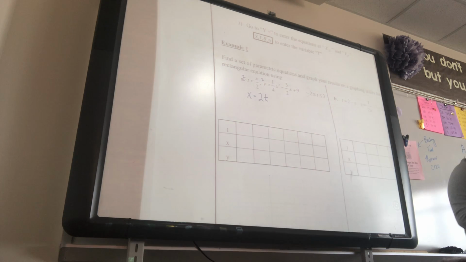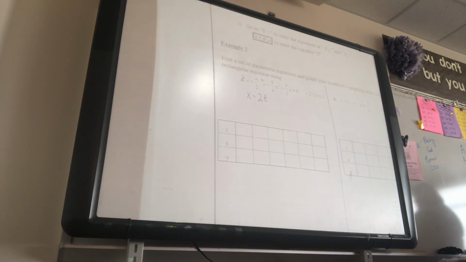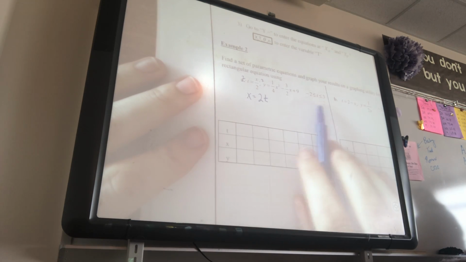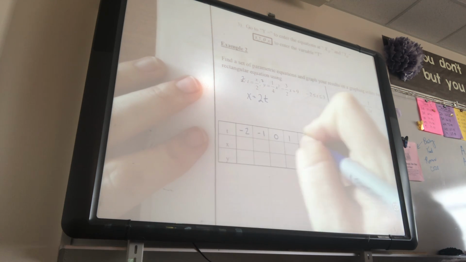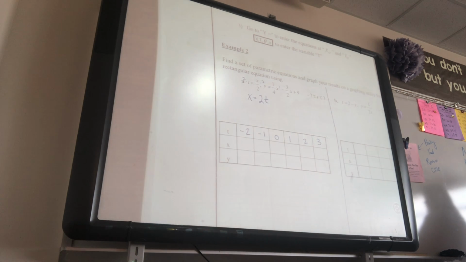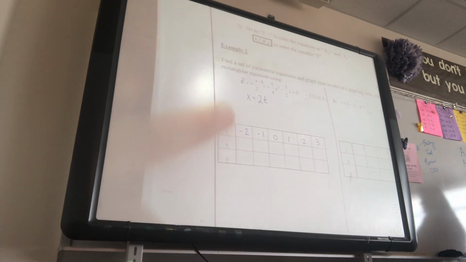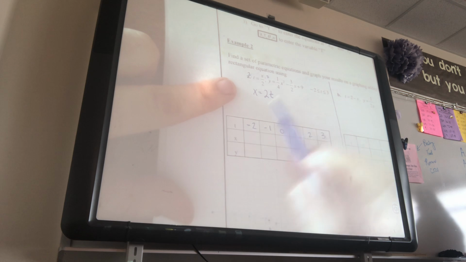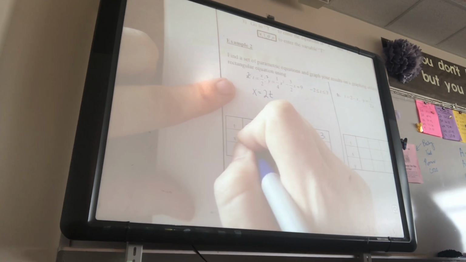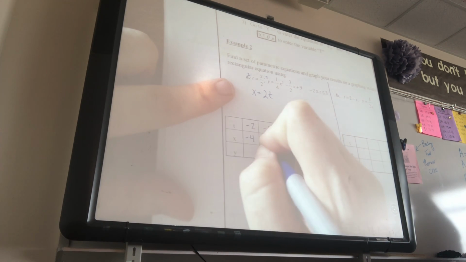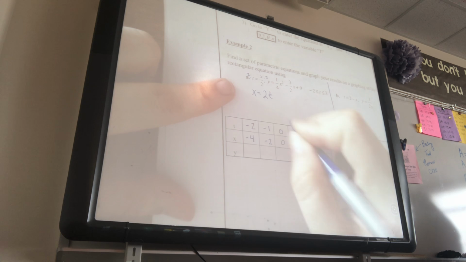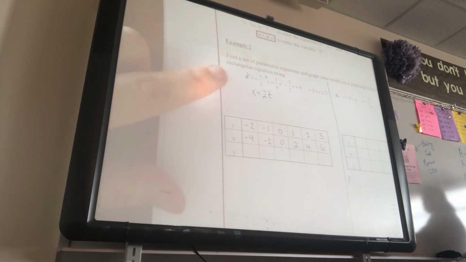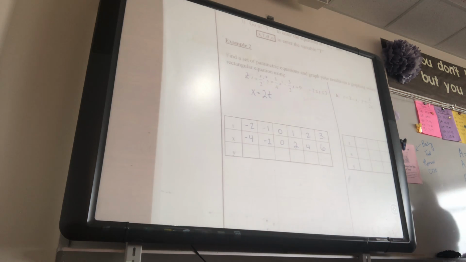All right, so let's go ahead and get started. I told you what t's to use: -2, -1, 0, 1, 2, 3. And I'm going to plug those into the x equation. Well, 2 times -2 is -4, 2 times -1 is -2, 2 times 0 is 0, 2 times 1 is 2, 2 times 2 is 4, and 2 times 3 is 6. Y'all should feel very comfortable with that first row.